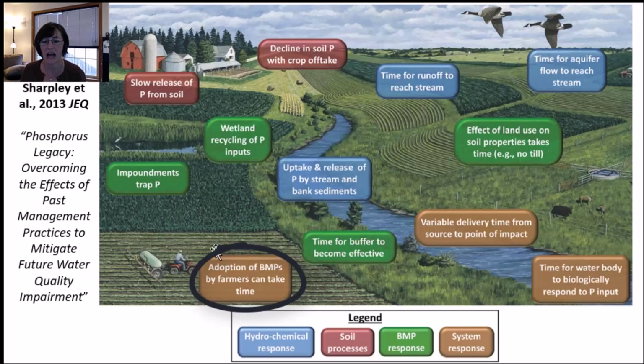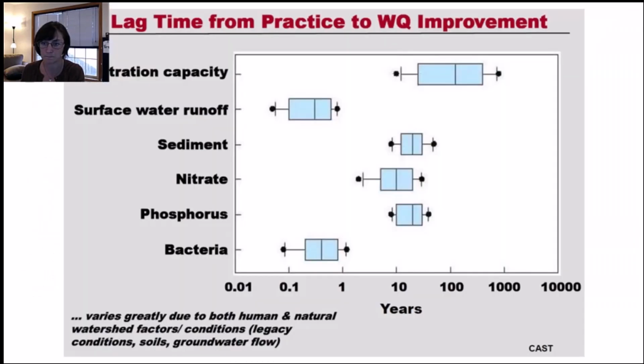For example, it takes time for farmers and landowners to adopt conservation practices, and then it can also take time for certain conservation practices to really become effective. And so there's social factors, there's system response factors, there's hydrochemical response factors, and this illustration does a nice job showing all of those. Again, I'm talking about the complexity of agricultural systems and natural systems, some of the challenges that that complexity presents in terms of improving water quality.